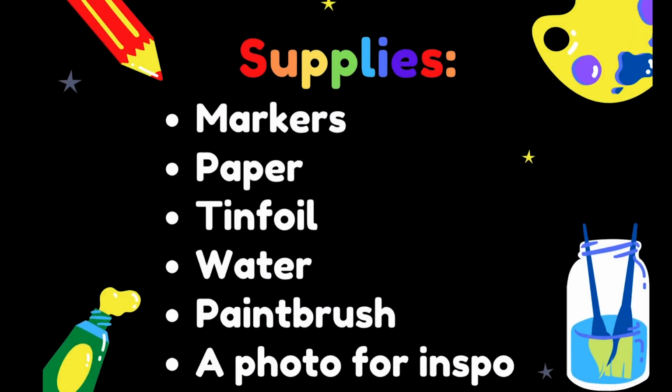For this project, you need some markers. Any colors will do, whatever colors you might want to use in your painting. You'll need paper, a piece of tin foil, a little bit of water, a paintbrush, and if you want to make one like Eric Ondina, you'll need a photograph to use as inspiration for your painting. Today, for my project, I'm going to be using this picture of a sunflower that I took.